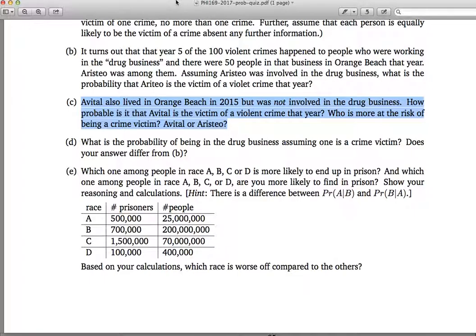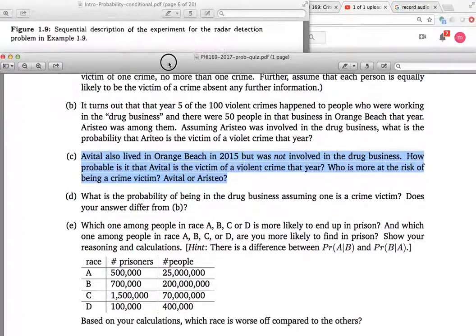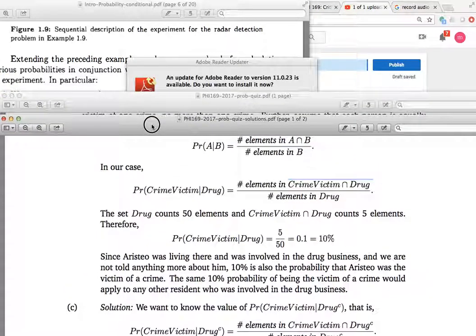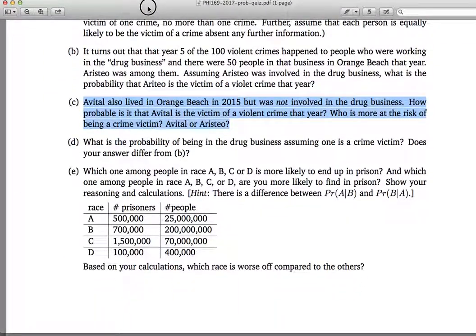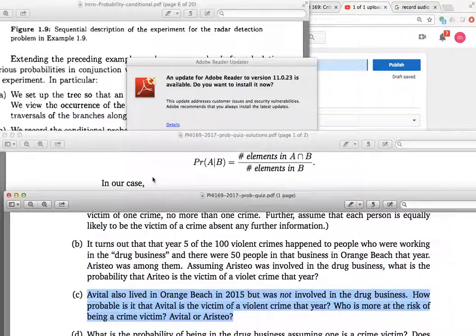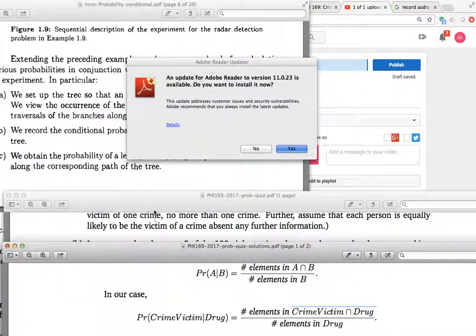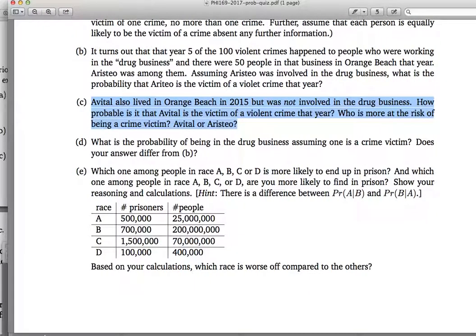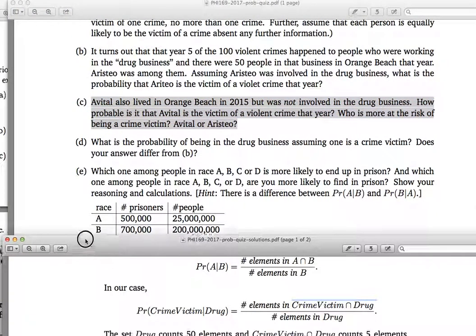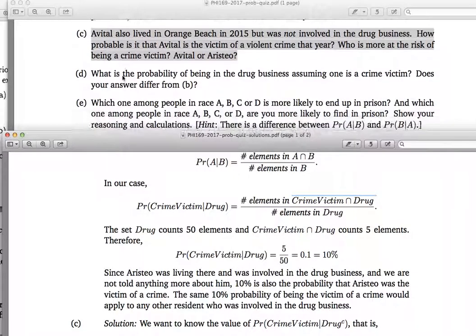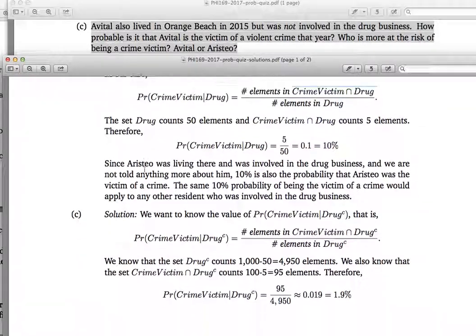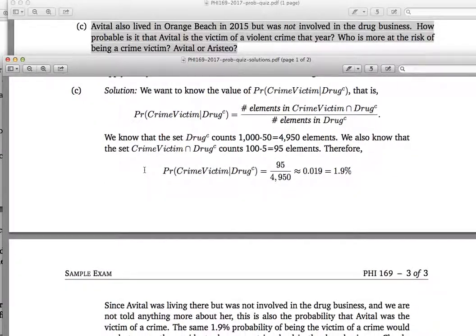Okay, so you should feel free to pause and think about the solution by yourself. But let me pull up the solution here. So I'll put C up here, and then here's the solution. So this is C.